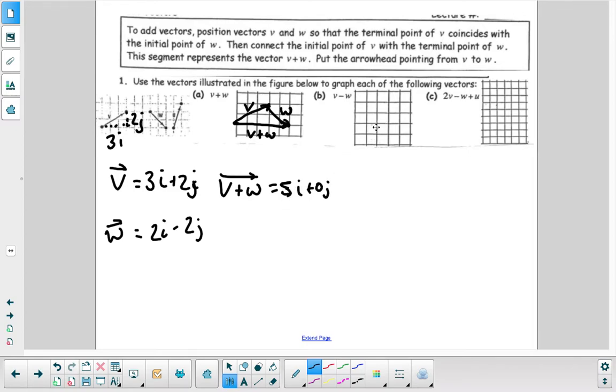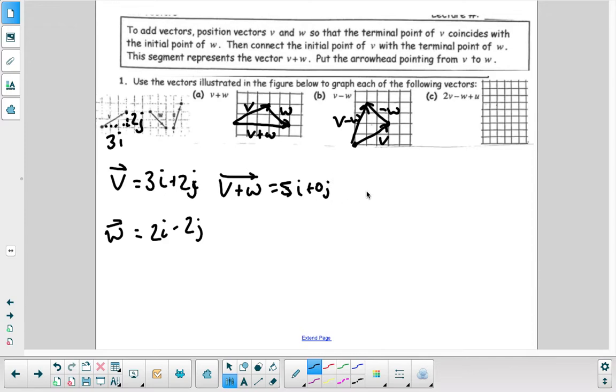V minus w, so if you subtract a vector, you're moving in the opposite direction, essentially. So think about the radius with polar coordinates. If it's a negative radius, it moves in the opposite direction. So that just means that we're going to start here. I'm going to give myself a little bit more room. I'm going to start here, and same thing, 3 over, 2 up. This is v. This is negative w, opposite direction. And then connecting the beginning to the last one, this is v minus w.